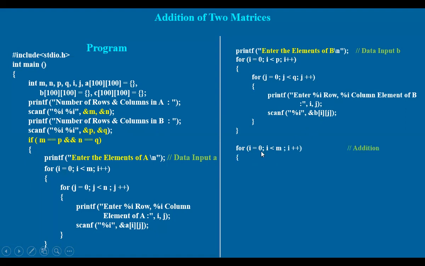Here the addition takes place for M number of rows. M and P are both the same, so whether you give M or P here, it doesn't matter. We know when these two and these two are the same, then only this process continues. That's why M and P must be the same. Similarly, for the number of columns, N and Q, whether you give N or Q, it doesn't matter, both are the same. So here the addition takes place. The corresponding elements of A and B are added and assigned to C, the resultant matrix.